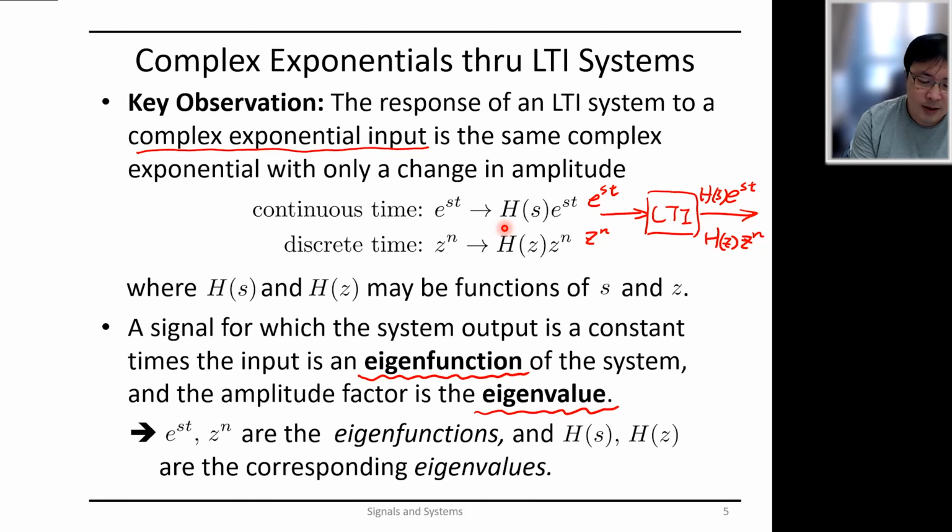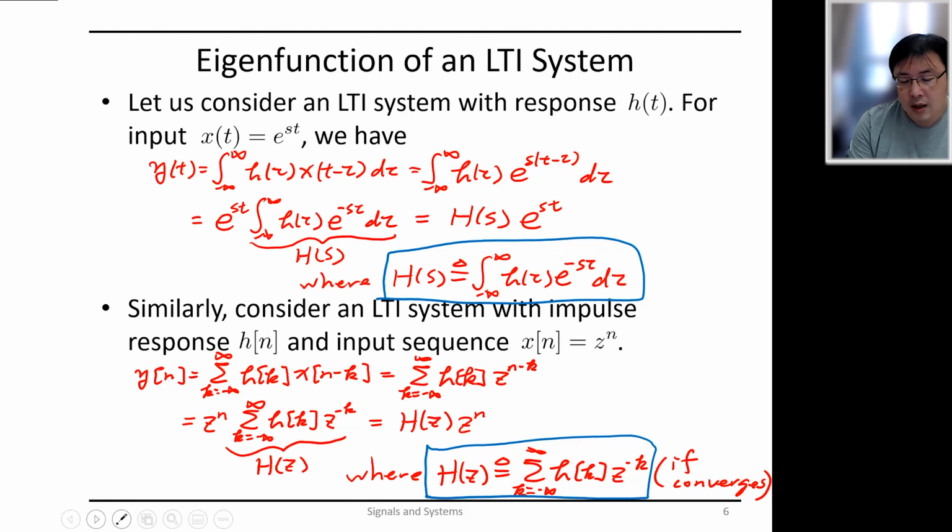Now this scale h of s, you can evaluate by taking the integral of the impulse response times the complex conjugate of the complex exponential that you're looking at. Or similarly, in the discrete time case, when you're looking at this particular z here.